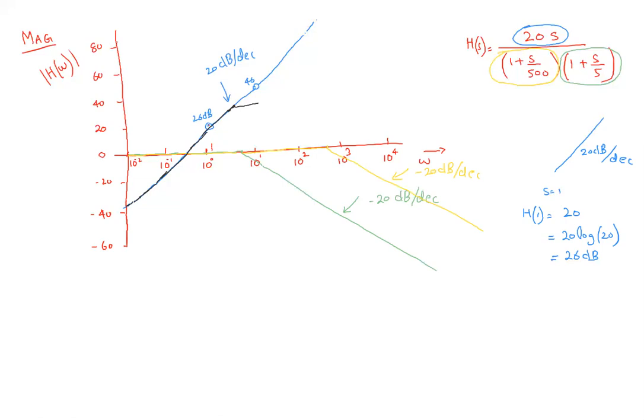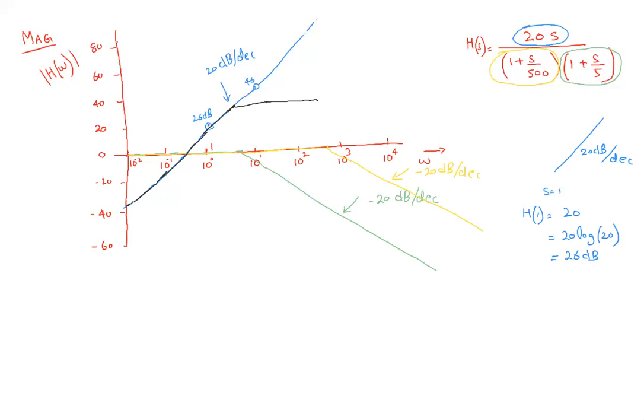Till when will this constant line continue? This line will continue till the point when the next pole arrives. So where is the next pole coming? S is equal to 500. Okay, where is 500? Up to here. Right? Till this point, I will have 0 dB per decade.